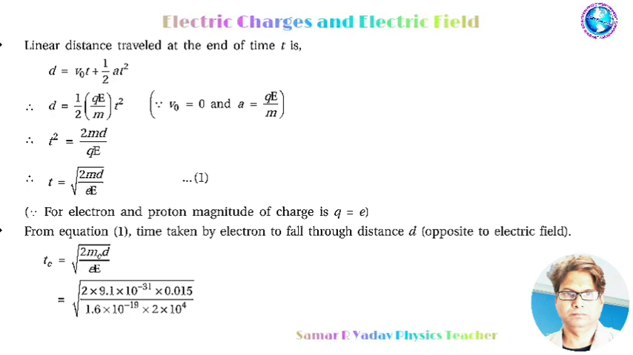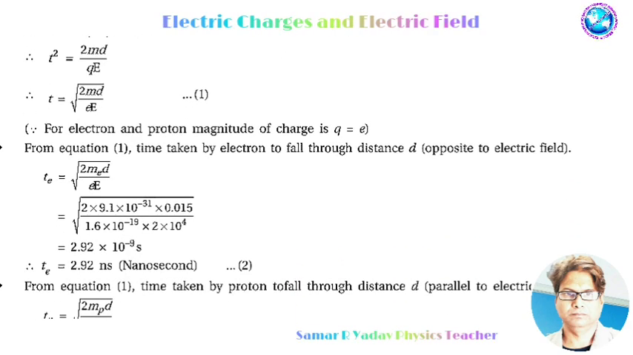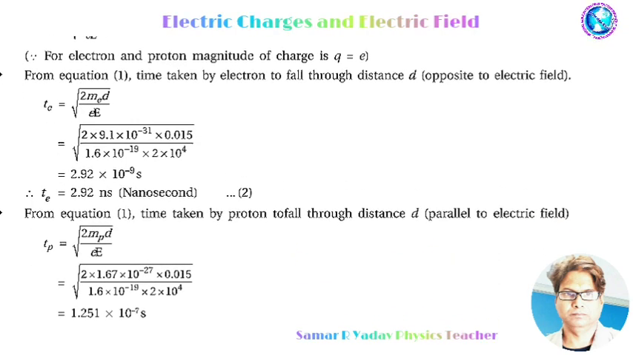From equation 1, the time taken by the electron to fall through a distance d opposite to the electric field, Te, is equal to under root 2 me d upon eE, which is equal to under root 2 × 9.1 × 10^-31 × 0.015 upon 1.6 × 10^-19 × 2 × 10^4, which is equal to 2.92 × 10^-9 second. Therefore Te is equal to 2.92 nanosecond.